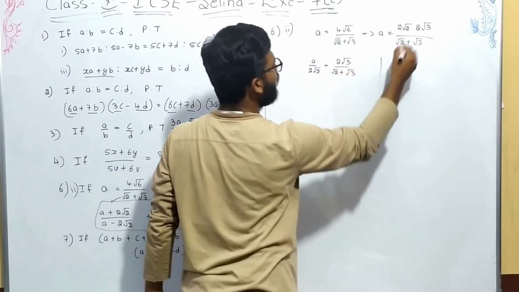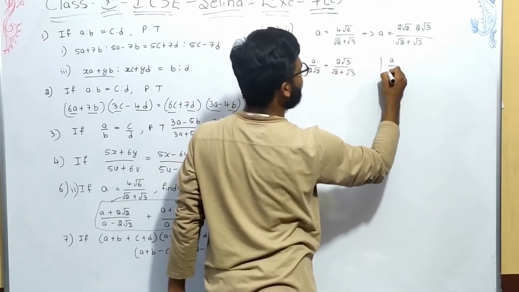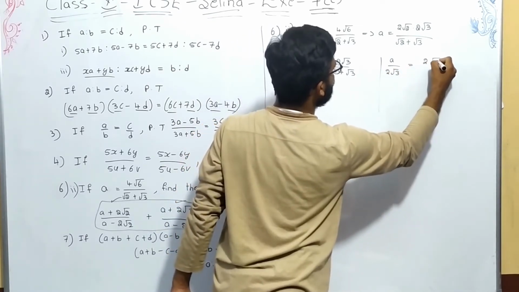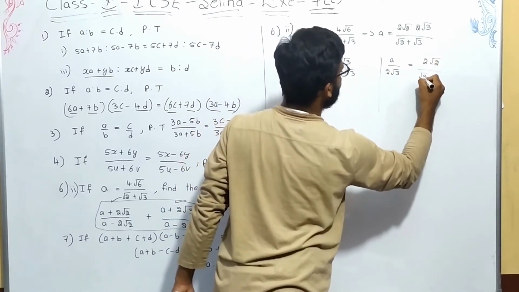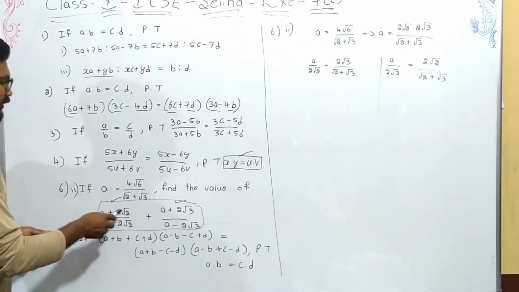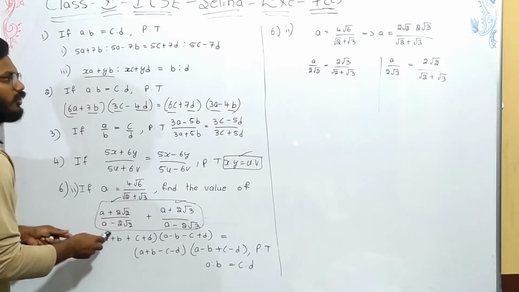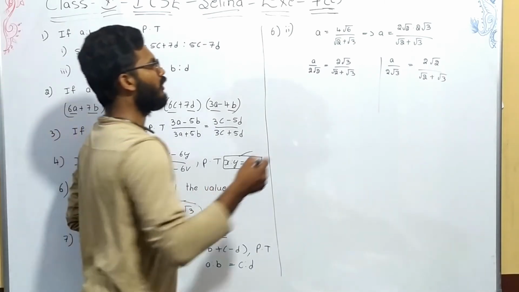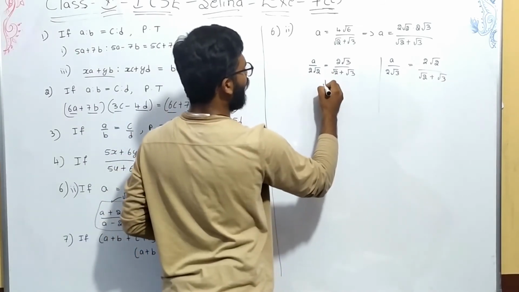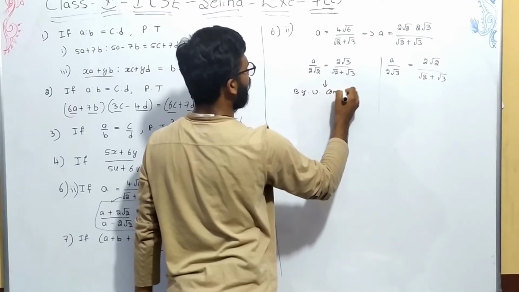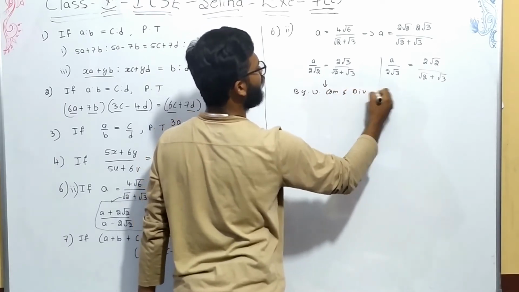In the same way, alternately, I can write a by 2 root 3 is equal to 2 root 2 by (root 2 plus root 3), right? Why? Because I want both values: the value of (a plus 2 root 2) by (a minus 2 root 2), and the value of (a plus 2 root 3) by (a minus 2 root 3) also. So for this, what do I have to apply? Componendo and dividendo for both.